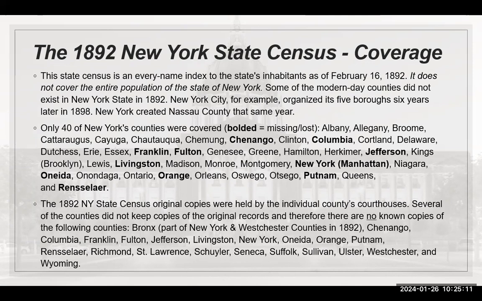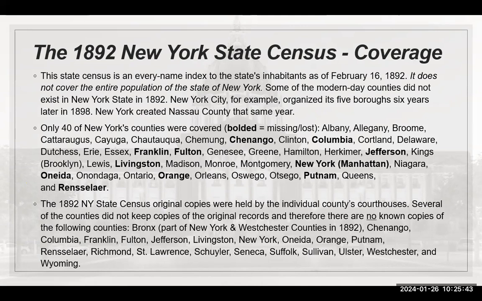It does not cover the entire population of the state of New York. Some of the modern day counties did not exist in New York State in 1892. New York City, for example, organized its 5 boroughs 6 years later in 1898, and New York created Nassau County that same year. Only 40 of New York's counties were covered, and in this list, any that are bolded indicate that they are missing or lost.